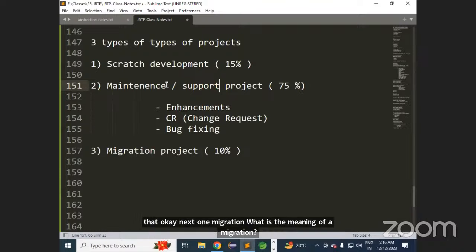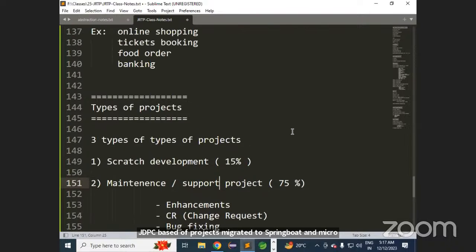Converting the project from one technology to another technology is called migration. A lot of mainframe projects are migrated to Spring Boot microservices in the market. A lot of EJB projects are migrated to Spring Boot in the market. A lot of servlet-based projects and JDBC-based projects are migrated to Spring Boot and microservices. Fine. Are you guys clear with this one?